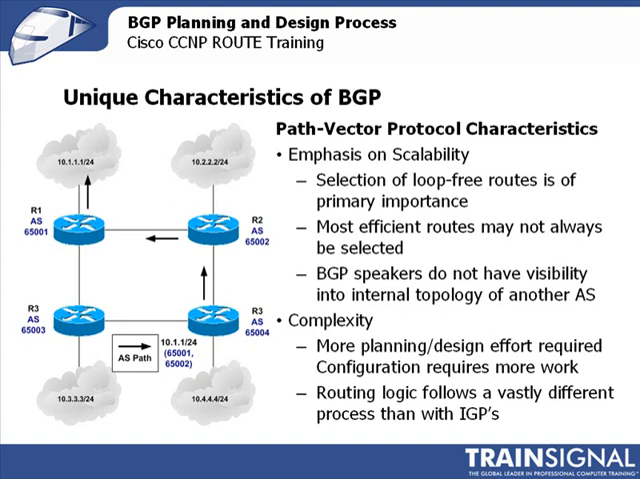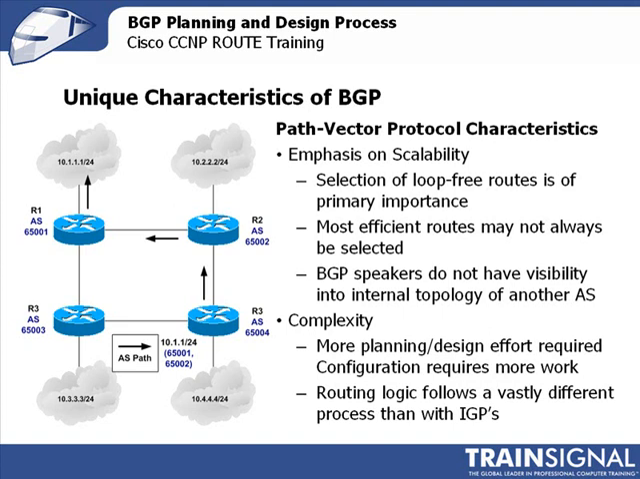But BGP speakers don't have visibility into the internal topology of another autonomous system. In other words, there may be thousands of routers behind a particular BGP speaker running in that autonomous system's IGP, and really the eBGP speaker doesn't have any visibility into that, doesn't care. All it wants to know is what's on the other side of that, what's being advertised.